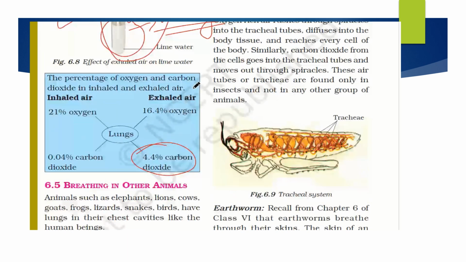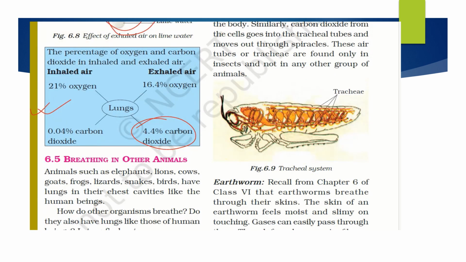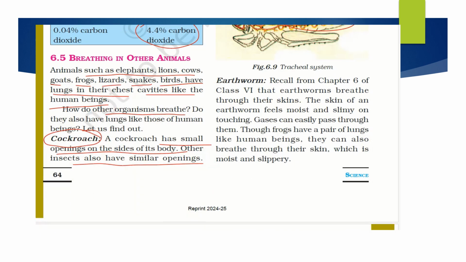Is it clear? So now we have proved with experiments and activities what we are inhaling, and how we are inhaling and exhaling, with diagrams and all. Now in the next video, we will be discussing breathing in other animals. Animals such as elephants, lions, cows, goats and frogs have lungs, as we human beings do. So apart from these animals, how do other animals breathe?